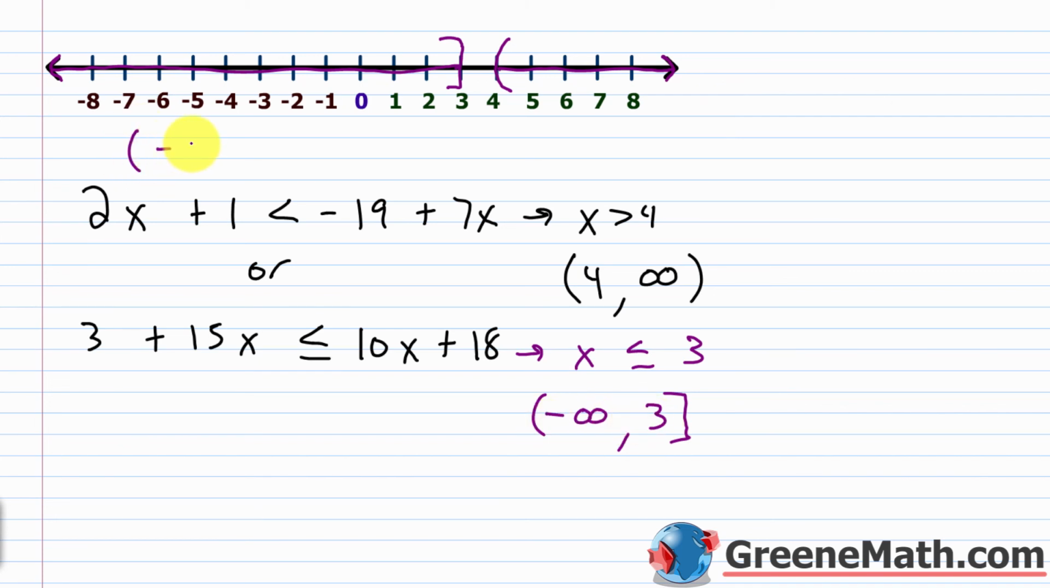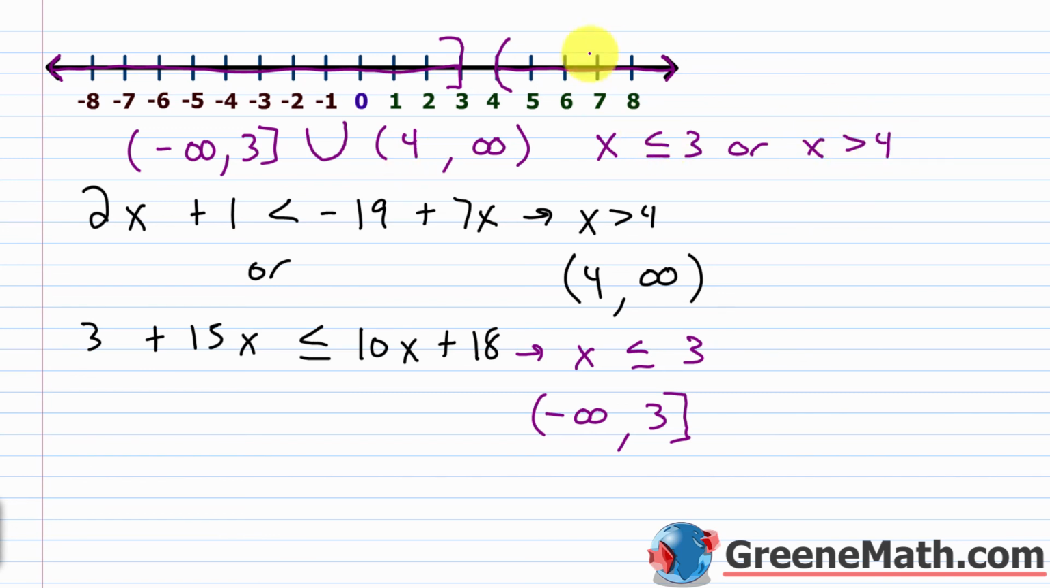So it's negative infinity up to and including 3. It's the union with this one. We have 4, that's not included. We have the parenthesis there, out to infinity. Graphically, it's just this. I don't need to change anything. I've graphed each one, so I don't need to do anything else. And then you could also write it as saying x is less than or equal to 3, or x is greater than 4. Each of these would show you the solution for that compound inequality.